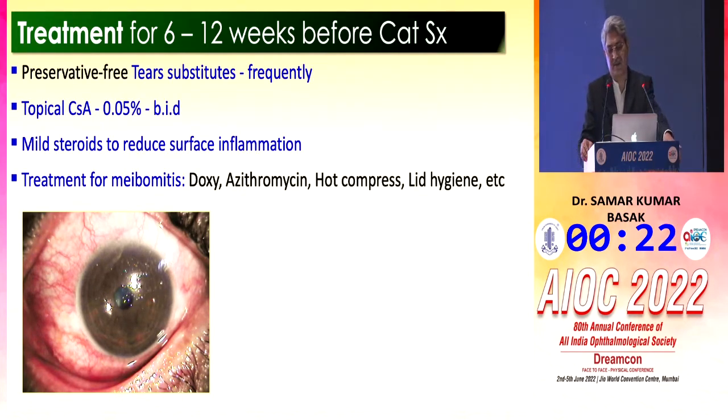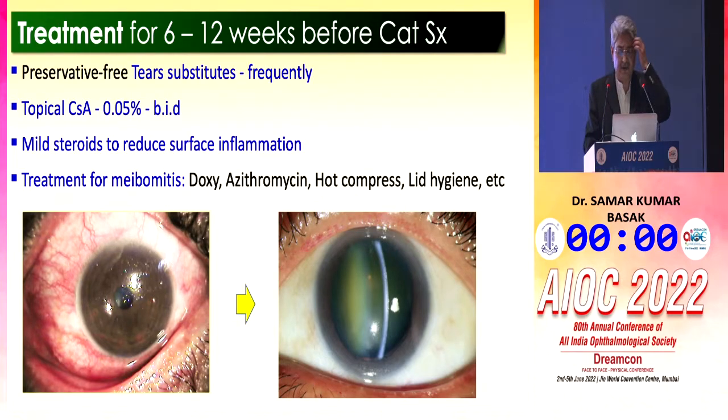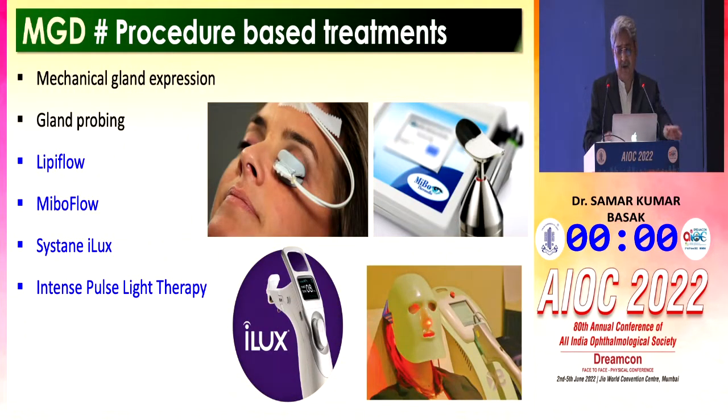Treatment is required for 6 to 12 weeks initially before cataract surgery. If you see any meibomian gland dysfunction, you give warm compress, sodium bicarbonate, Johnson's baby shampoo, etc. Topical cyclosporin has a role, mild steroids, erythromycin ointment, and you have to give doxycycline or oral azithromycin, lid hygiene; everything you have to go for. And you see that some patients will be doing well, but for others you have to go for procedure-based treatment like mechanical gland extraction, which we used to do earlier, gland probing, which is difficult, LipiFlow, MiBoFlo, iLux, and IPL therapy.